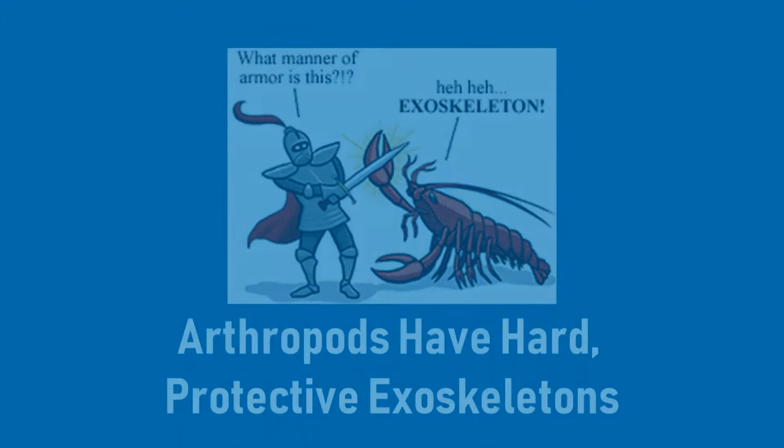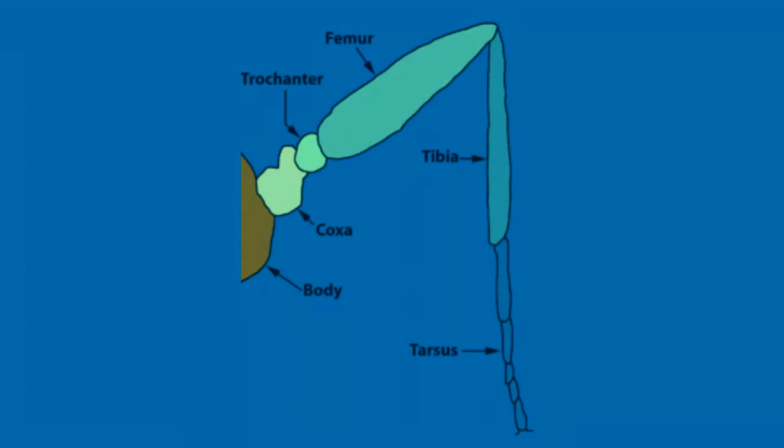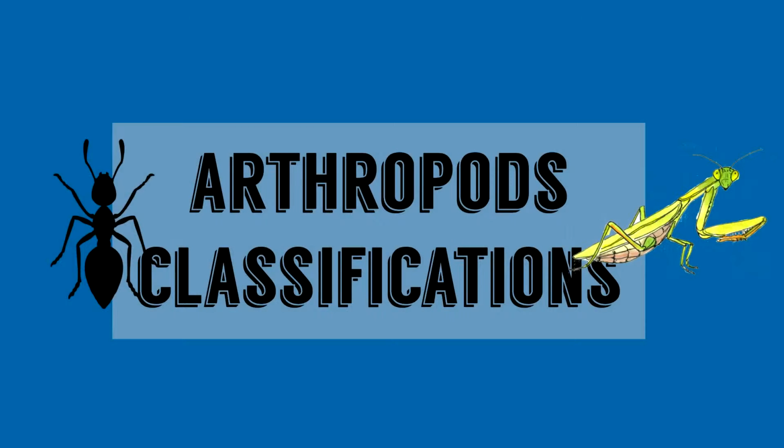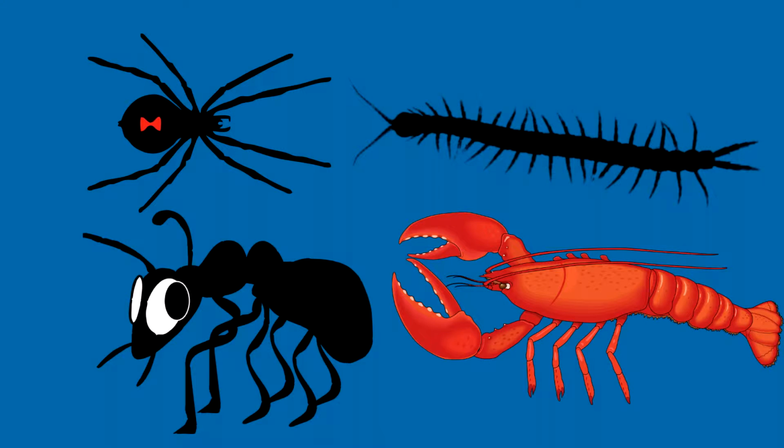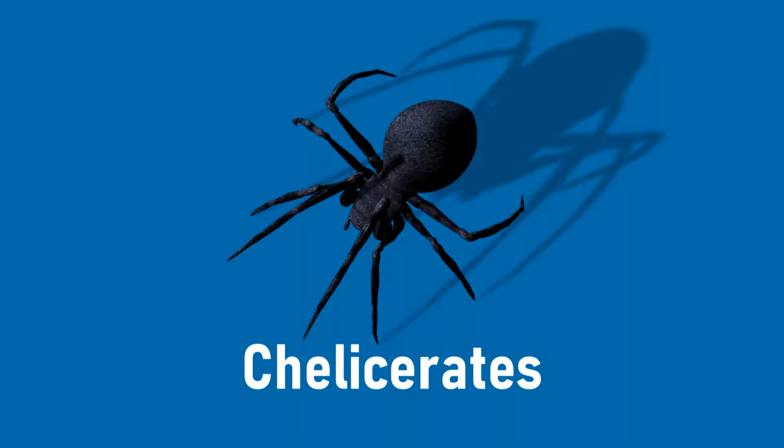All arthropods have hard protective exoskeletons and movable legs which are connected by joints. Due to arthropods varying so much other than the defining characteristics, biologists split arthropods into 4 subphylums. These subphylums are chelicerates, myriapods, insects, and crustaceans. While all the species in each subphylum are classified as arthropods, they all have very different body structures and lifestyles. The first subphylum of arthropods that we are going to look at is chelicerates.